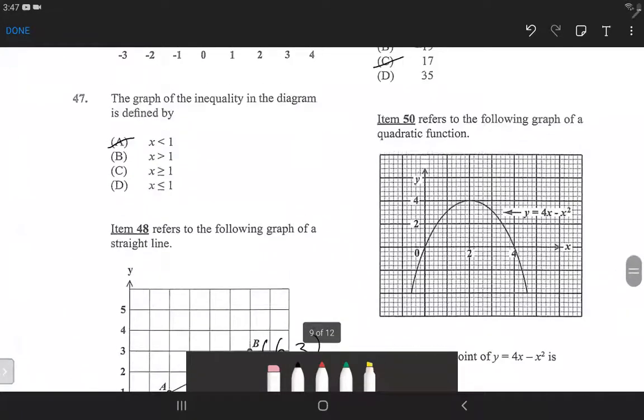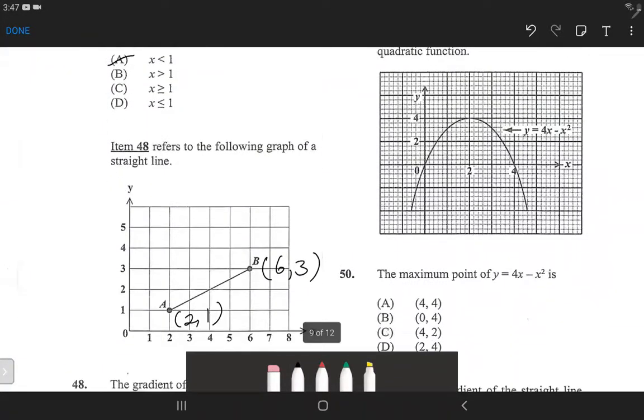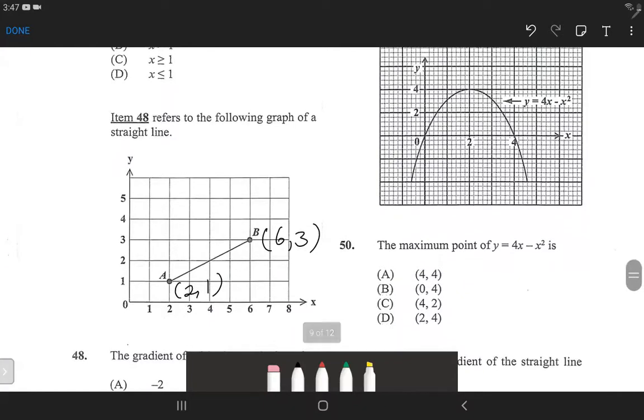Item 50 refers to the following graph of a quadratic function. The maximum point, notice is maximum, that's this point up here. It is the point (2, 4), which is D.